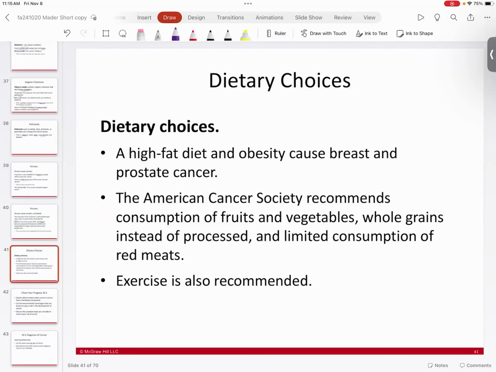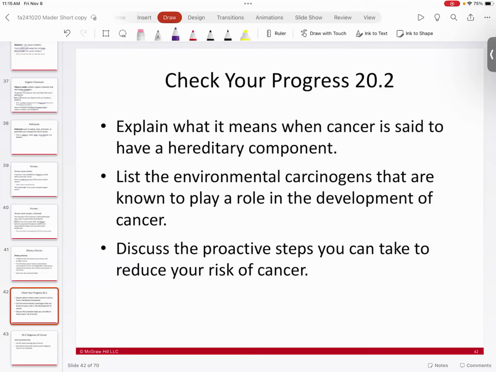Now, dietary choices, right? So what you eat can have effects. For instance, if you have a high fat diet, obesity, things like that, these can cause breast and prostate cancer. So one of the reasons why we talk so much in chapter 9 about the meal plan and nutrition, right? Because basically fruits and vegetables, whole grains, no processed food, get those chemicals out of your diet for the most part, is what's recommended for dietary purposes.